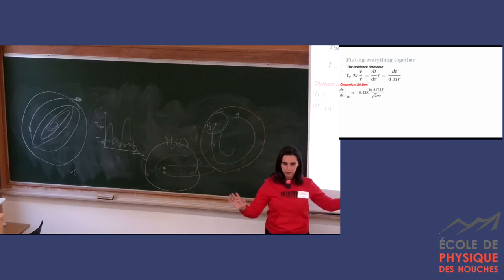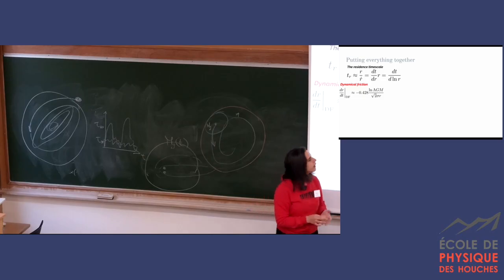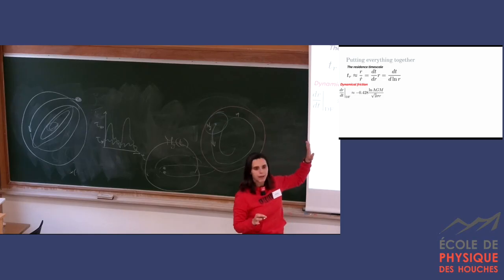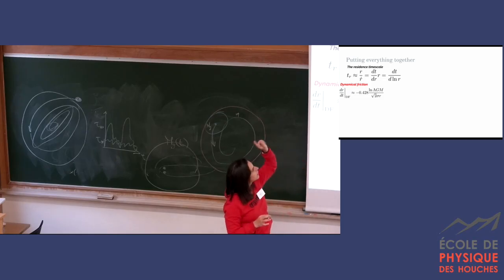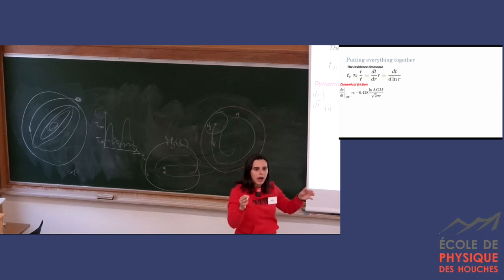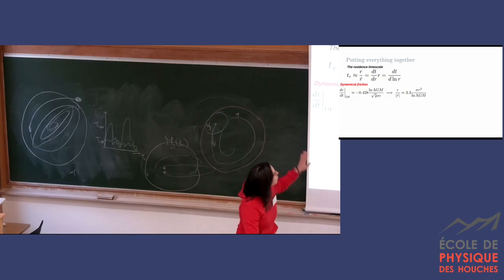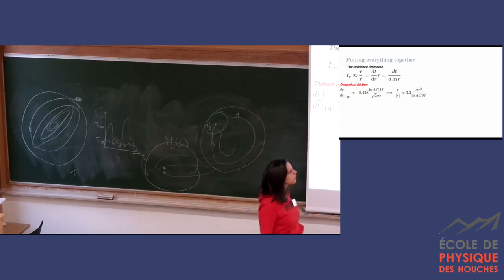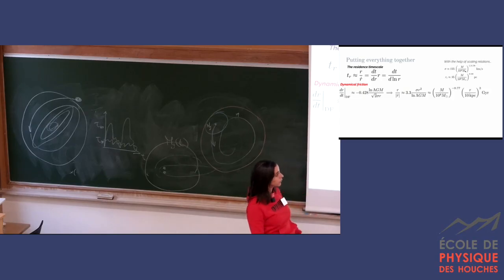To conclude, let's put everything together. We can write down the residence time scale of a binary at each separation as the separation of the binary divided by its derivative of the separation over time. This is basically the time scale a binary needs to cover a logarithmic step in separation, okay? So if you put in the formula for dynamical friction, you have this formula for the residence time that goes with the square of the separation.